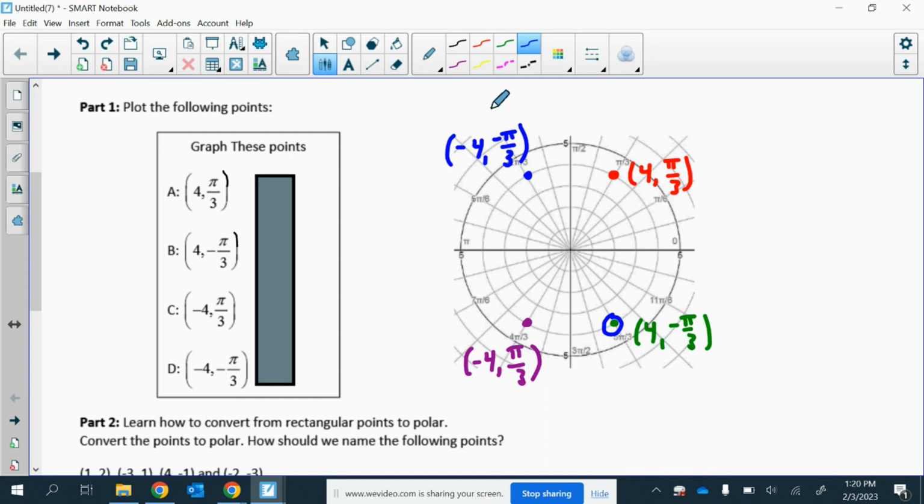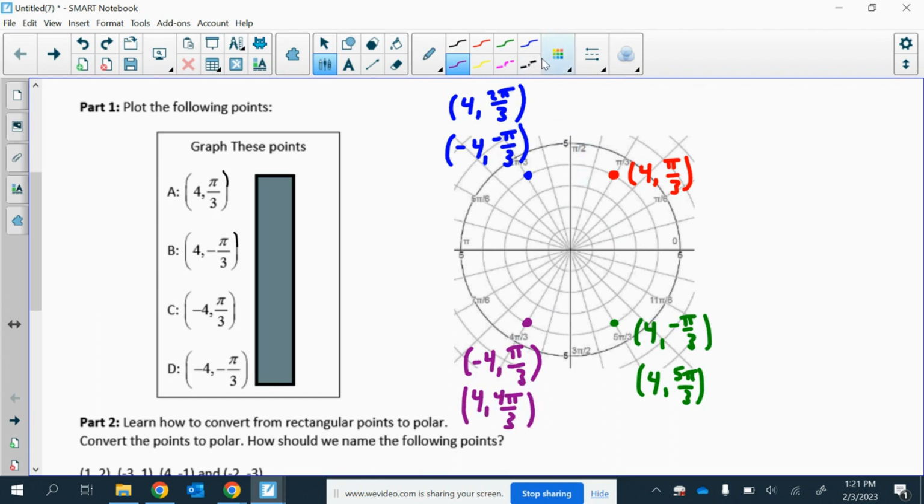Now we can actually write these points in a variety of different ways. So what I'm going to do right now is take each of the green, purple, and blue points and write them in a different way. So I could write the green point as 4 comma 5 pi thirds. I could write the blue point as 4, 2 pi thirds. I could write the purple point as 4, pi thirds.